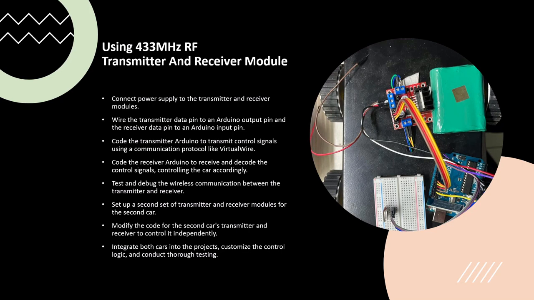Now we are going to set up a second set of transmitter and receiver module for our second car. Then we modify the code for the second car, and then we are going to integrate both cars into the project by customizing the control logic and conducting various tests.